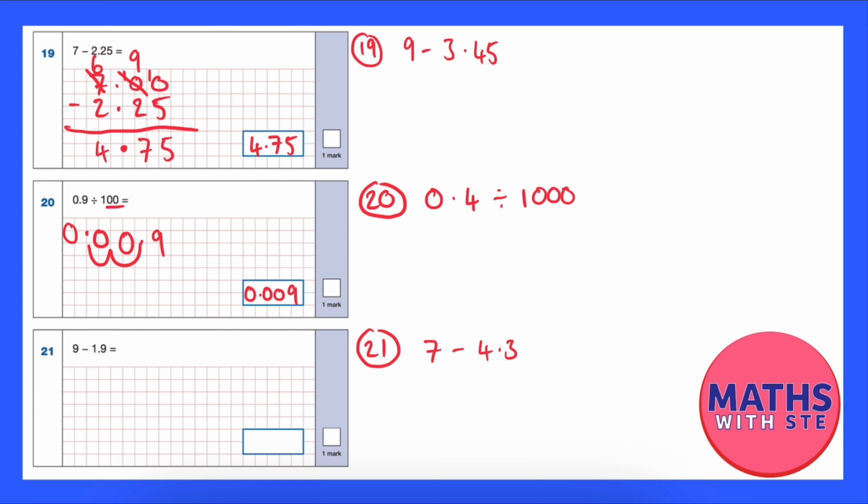Okay, and then I have 9 take away 1.9. So I'm going to do the same thing as I did on number 19. So I'm going to go 9.0 take away 1.9. 0 take away 9, I can't do. So I'm going to borrow from the 9. That's going to drop down to being an 8. And then I've got 10 take away 9, which is 1. And 8 take away 1, which is 7. So the answer to that one is 7.1.